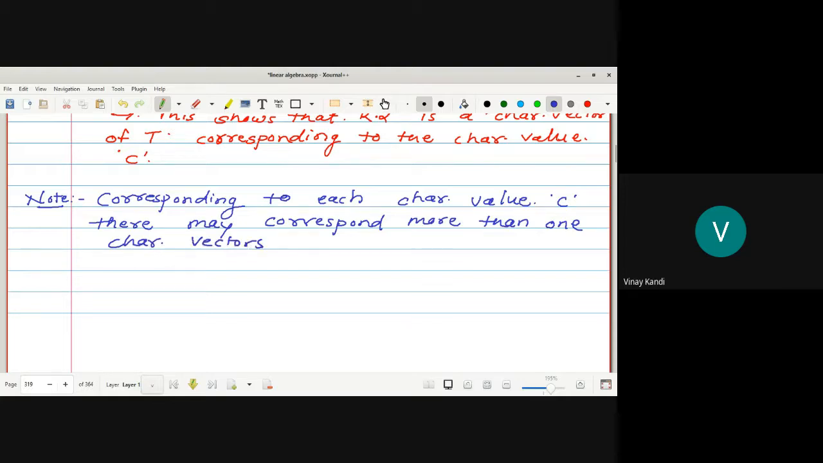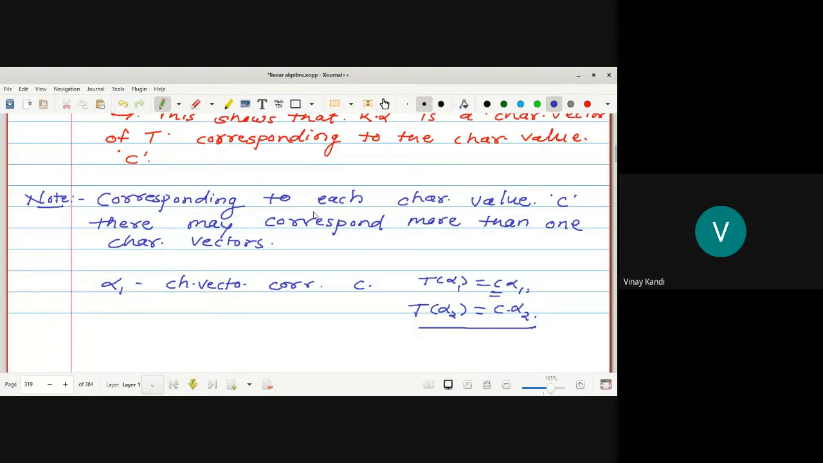What is the meaning of this one? Suppose alpha 1 is the characteristic vector corresponding to C, then what we have? T of alpha is equal to C alpha. So T of alpha 1 is equal to C into alpha. For this characteristic value, we may get more than one characteristic vector. Such an alpha will exist which will satisfy this condition. Corresponding to each characteristic value, there may correspond more than one characteristic vector.